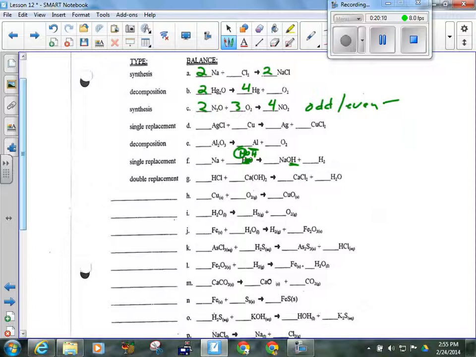If I've only got one free hydrogen, what do I need to write in order to get two of them? A 2. All right, so if I write a 2 here, that gives me two hydrogens, but it also gives me two OHs. So what needs to go here? A 2. How many sodium does that give me? 2. So I go back over here. All right, now everything works. There's two sodiums, two H's, and two OHs.